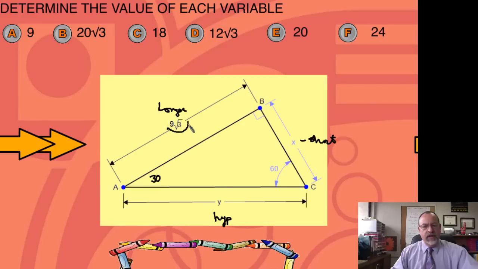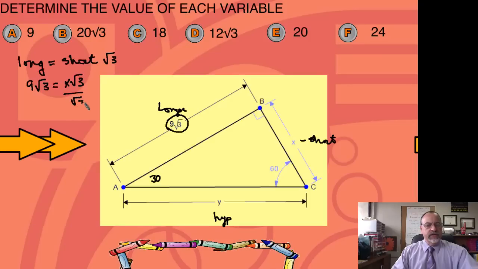Well, I'm given the length of the longer side, so I need to use the equation that uses the longer side. And you remember our equation is that the longer side is equal to the shorter side times the square root of 3. So then I'll substitute in these values. So the longer side which they give me is 9 square root of 3. The shorter side here is x times the square root of 3. So I simply solve for x. So I'm going to divide by the square root of 3 because that is equal to 1. So if I divide by the square root of 3, that reduces that. So my shorter side, or my x value, is a 9.